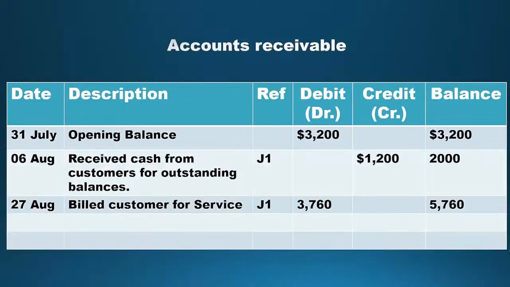Posting to the ledgers, accounts receivable ledger. 1. Date, write the date, August 27. 2. Narrative, add the narrative, billed customers for services performed during August. 3. Reference, include the journal reference, J1. 4. Amount, enter $3,760 in the debit column. We debit accounts receivable because this represents money the company expects to receive from customers, and increases to assets like accounts receivable are recorded on the debit side.